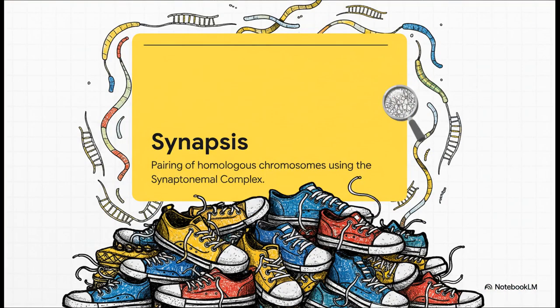Okay, I want you to picture a massively messy room with a giant pile of shoes. You've got 46 shoes in total. 23 came from your mom, 23 from your dad. For every left sneaker, there's an exact matching right sneaker of the same brand and size somewhere in that pile. In zygotene, the cell has to dig through and find those matching partners, the homologous chromosomes.